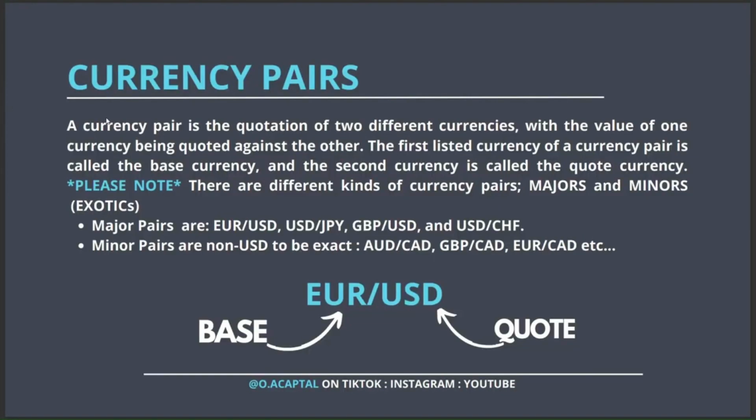Currency pairs are a quotation of two different currencies, with the value of one currency being quoted against the other. What that means is that for a foreign exchange to happen, there need to be two currencies. In trading, the first currency listed of the pair is called the base currency, and the second is called the quote currency. For example, as you can see, EUR/USD: the euro in this scenario is the base currency, and the dollar is the quote currency.